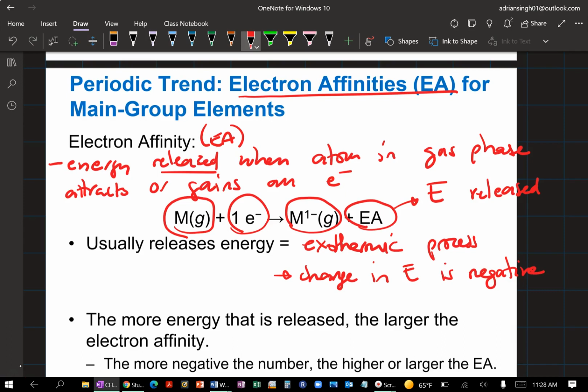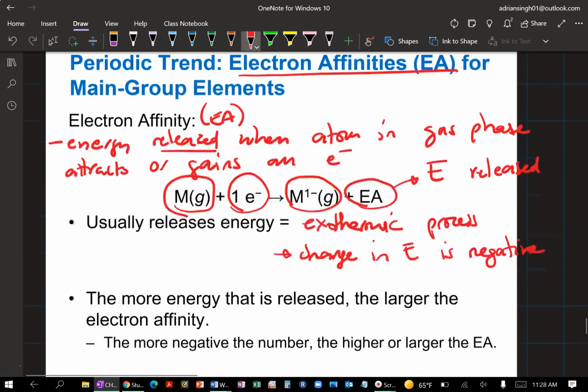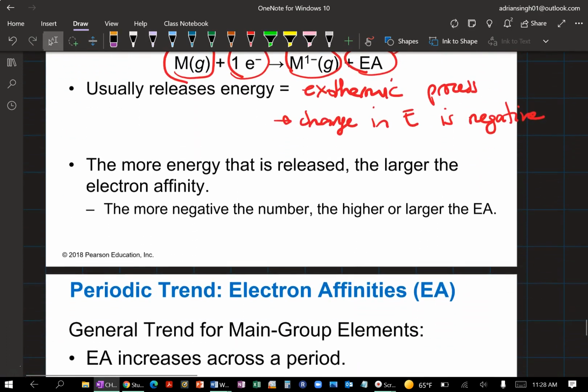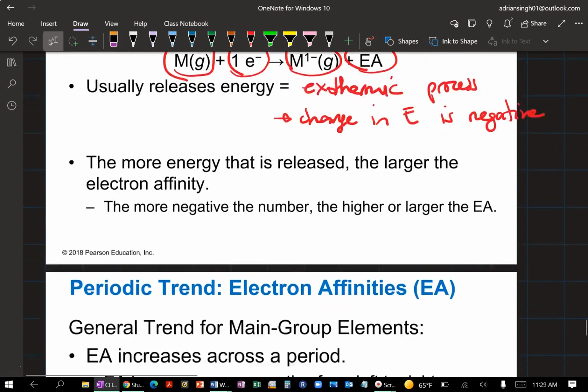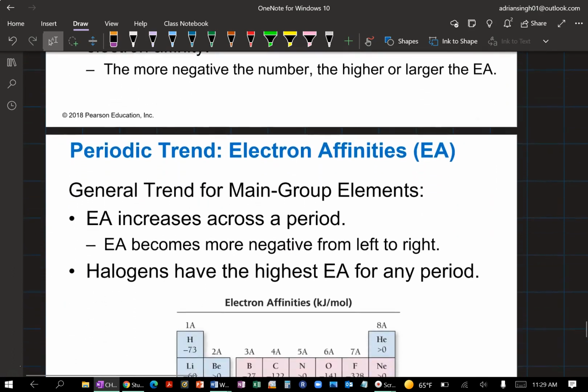And that's opposite to what we saw for the ionization energies. So the more energy that's released, the larger the electron affinity, and the more negative the number, the higher or larger the electron affinity. So what does that mean? Well, that gives you an idea of whether an atom really wants an electron or whether it really doesn't want it at all. All right, so the trend there is as we go across a period from left to right.